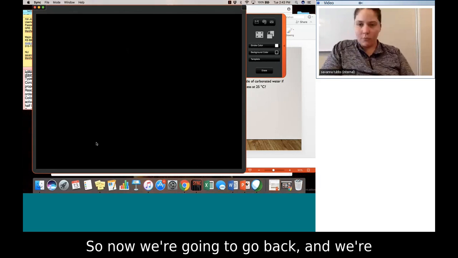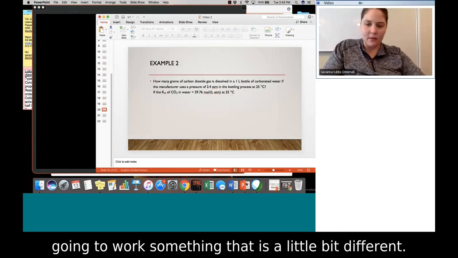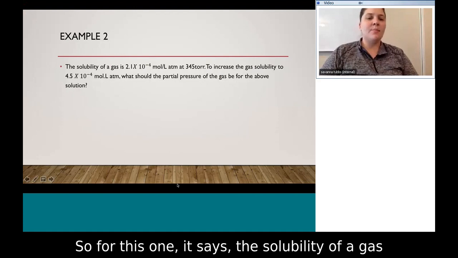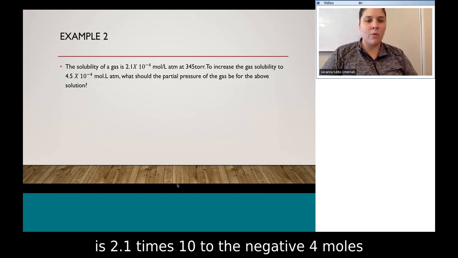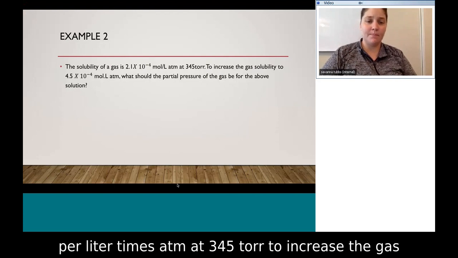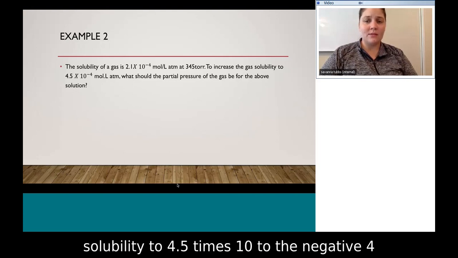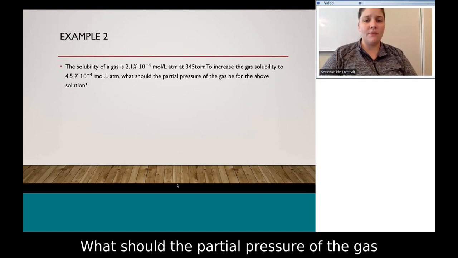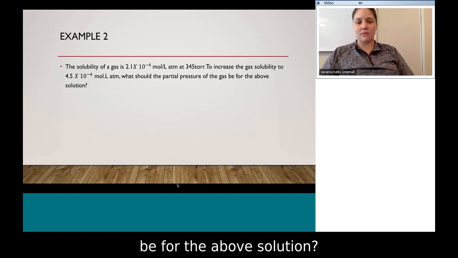So now we're going to go back, and we're going to work something that is a little bit different. For this one, it says the solubility of a gas is 2.1 times 10 to the negative 4 moles per liter times atm at 345 torr. To increase the gas solubility to 4.5 times 10 to the negative 4 moles per liter times atm, what should the partial pressure of the gas be for the above solution?